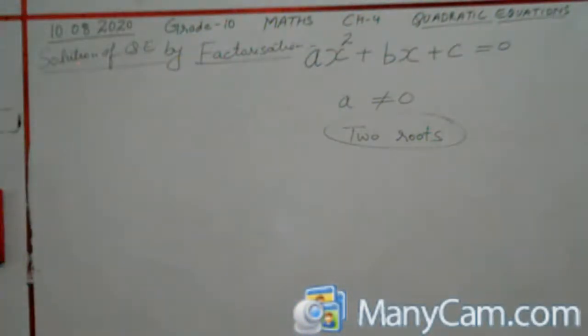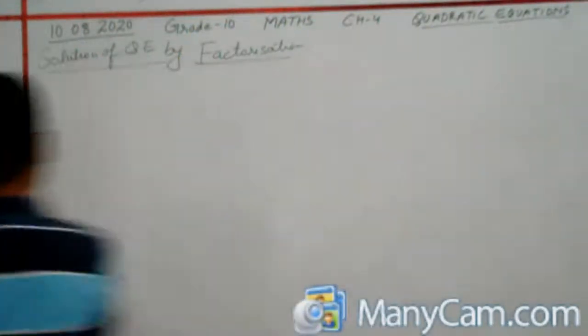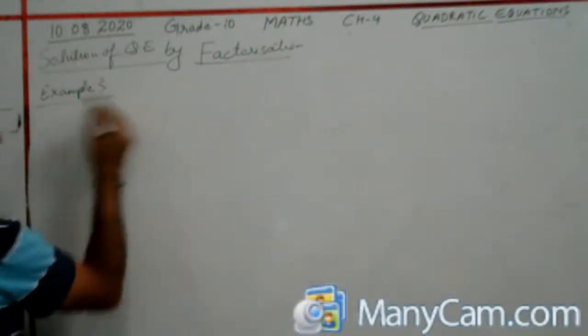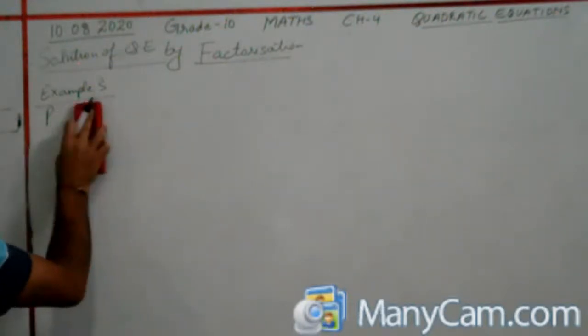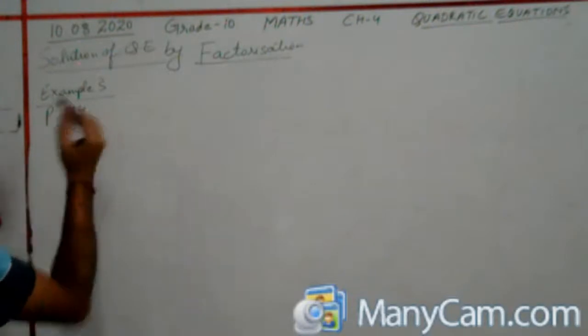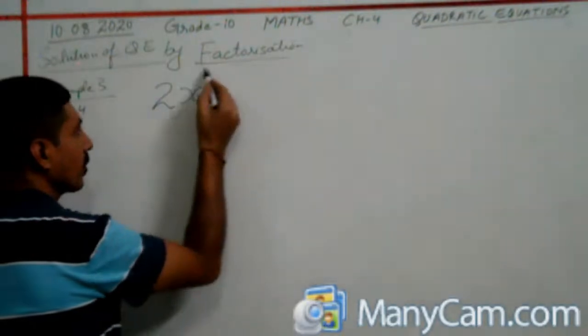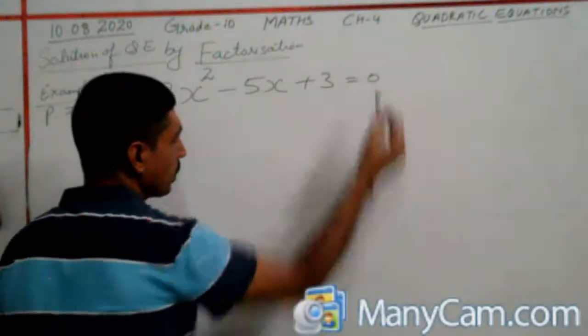Let's start with example number 3, at page number 74. The statement is: find the roots of the equation 2x square minus 5x plus 3 is equal to 0.